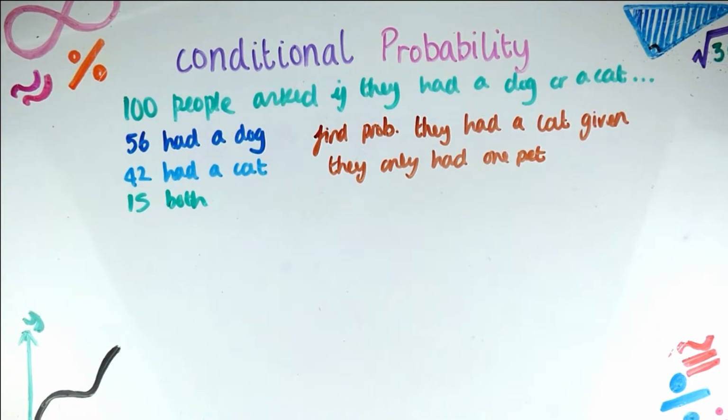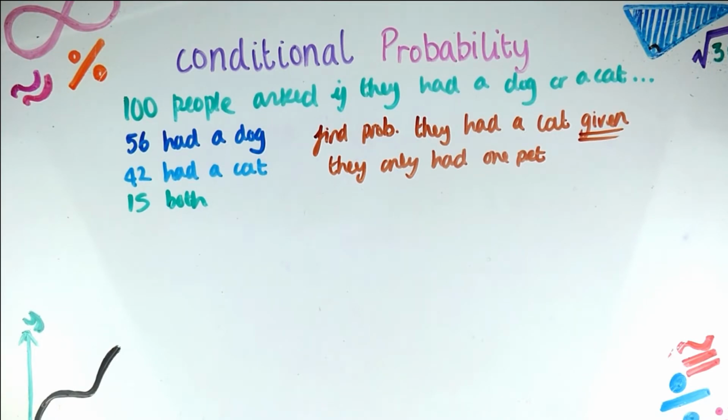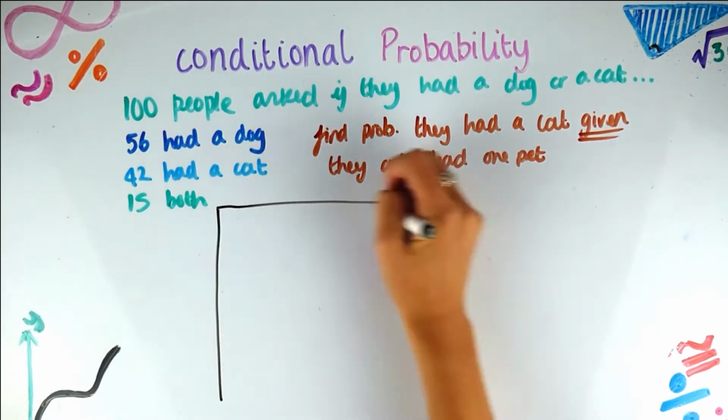So here we have 100 people asked if they had a dog or a cat, and here are the results. 56 had a dog, 42 had a cat, and 15 had both. Now our question is, find the probability they had a cat given, and this is the conditional bit, given they only had one pet. So the way to do this one is a nice Venn diagram.